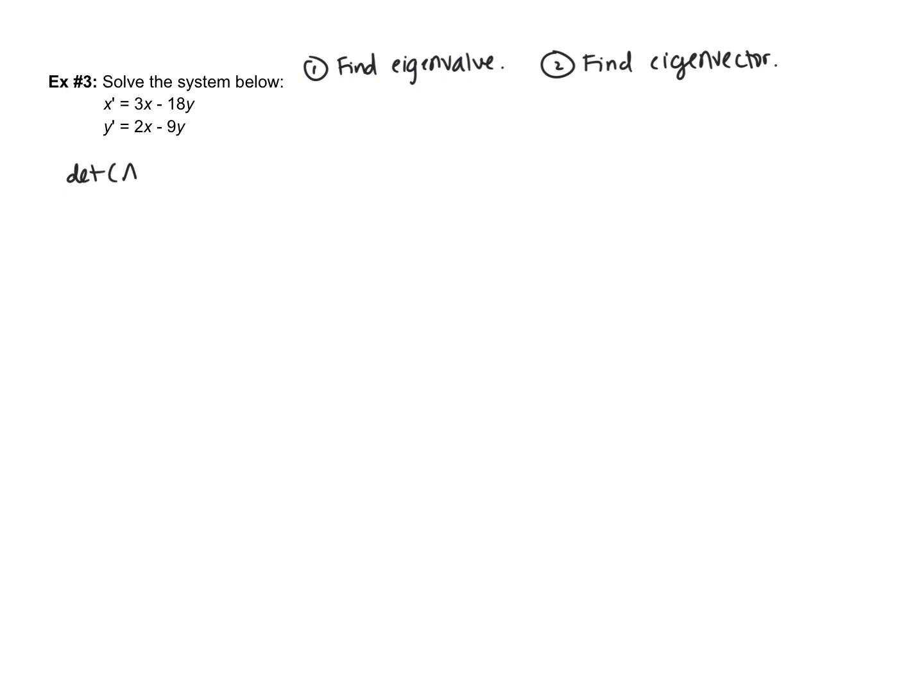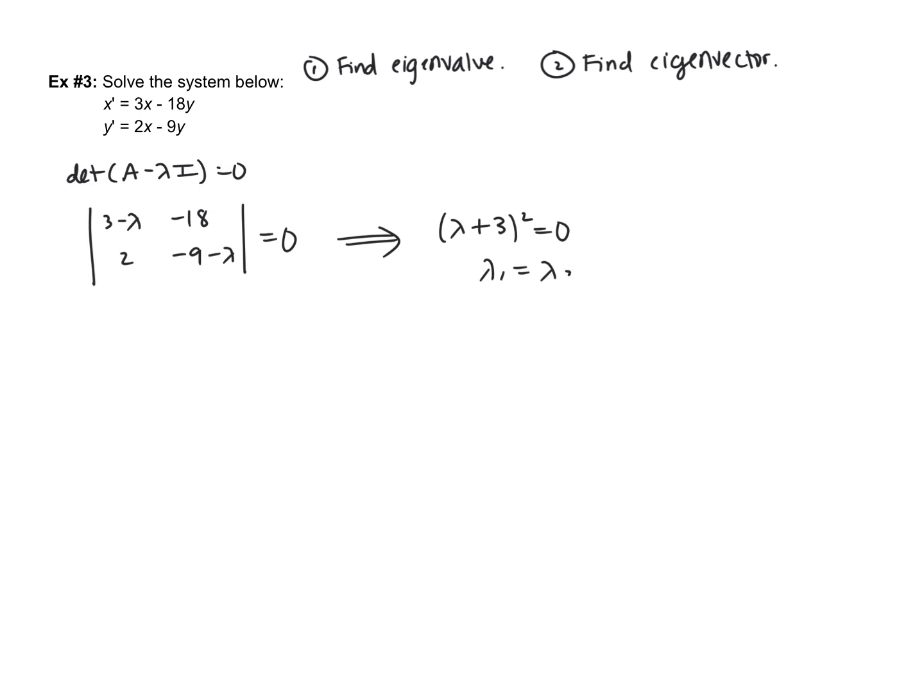We're looking at the determinant of the matrix A subtract lambda I, and we want that determinant to be 0. So we end up with 3 subtract lambda, -18, 2, and -9 subtract lambda, and we want that to be equal to 0. I'm just going to tell you, I'm not going to show all of the work. If you want to go back to reviewing finding eigenvalues and eigenvectors, make sure you look at the matrix review video. But if you end up multiplying and finding this determinant, you end up with lambda add 3 squared is equal to 0. So our eigenvalues end up being the same of just -3.